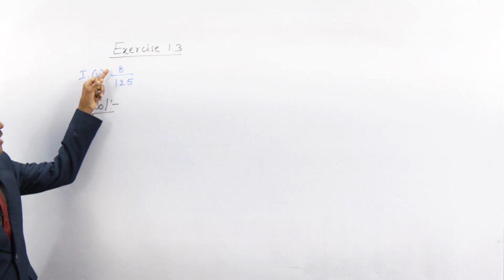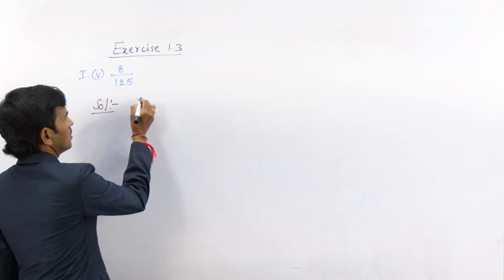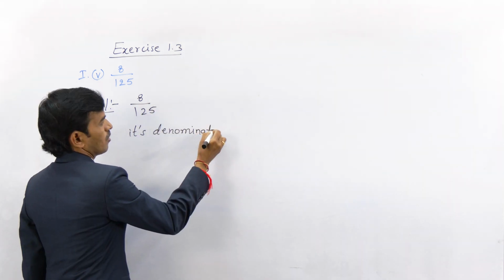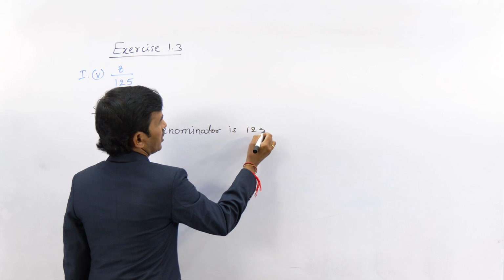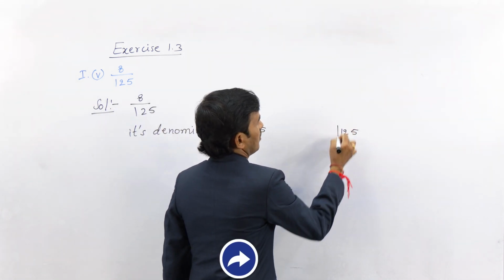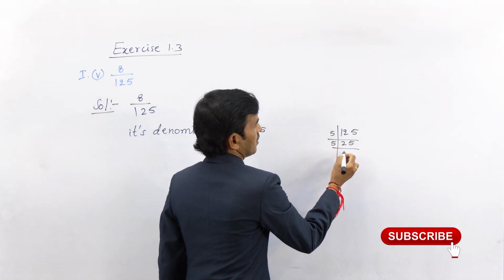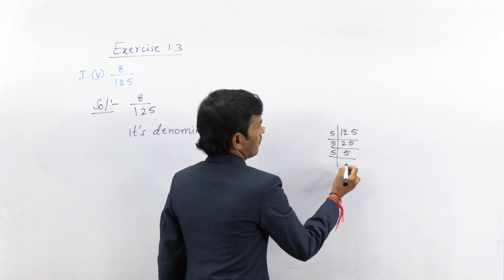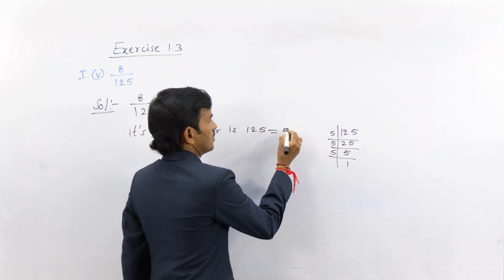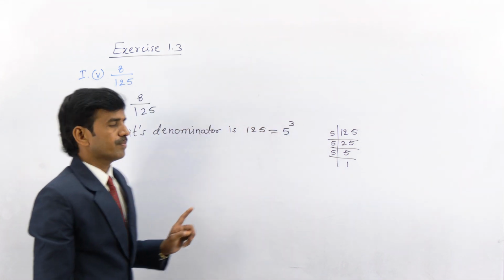The fraction is 8 by 125. It is a given rational number, in which the denominator is 125. Let's find its prime factors. 5 2s are 10, 5 5s are 25, 5 5s are 25, 5 1s are 5. So that can be written as 5 power 3.